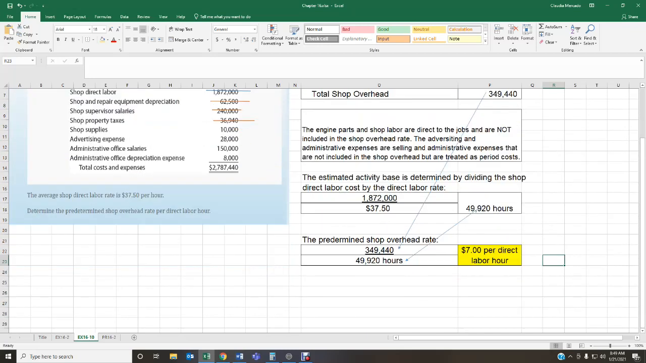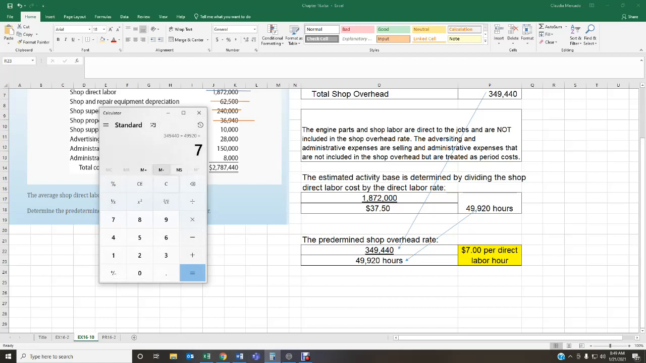So let's say, just as an example, it takes me 3 hours to make an engine at $37.50 per hour. That'll be $112.50 of labor, and then on overhead it'll be $7 per hour times 3. Then I'm going to assign $21 of overhead with that.